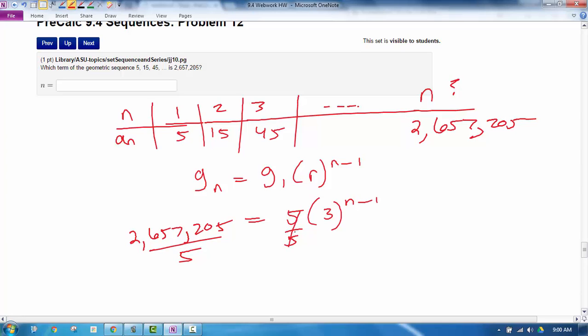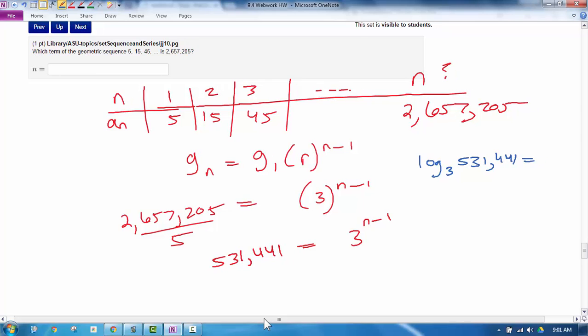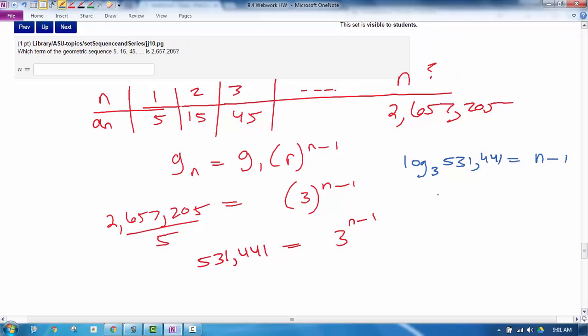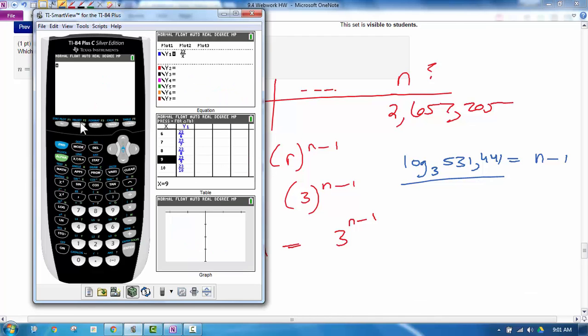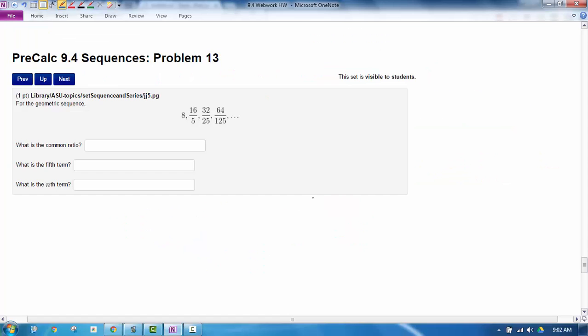Divide both sides by 5 first, and you get this. And then I would write it in log form, log base 3 of 531,441 equals the exponent, n minus 1. Now just add 1. So all I have to do is do this in my calculator, log base 3 of this big number, and then add 1. And the answer is 13. So that means it's the 13th term. If I were to multiply by 3 13 times, that gets to this number.